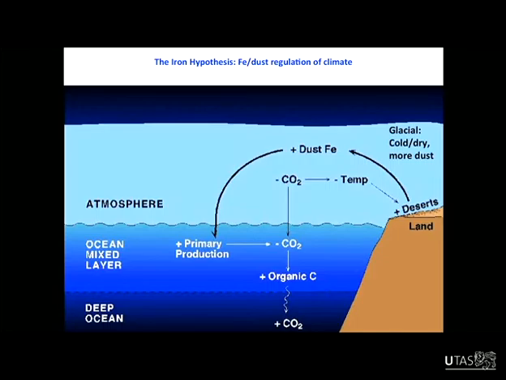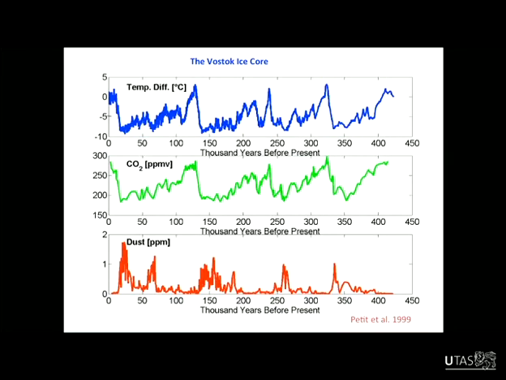So this was John Martin's iron hypothesis, how dust in the atmosphere could be regulating climate. Notice that this is a positive feedback loop. There's nothing in this diagram that shows how we get out of this loop. But John Martin suggested that it was the delivery of iron to the oceans that was at least partially responsible for these fluctuations in CO2 between glacial periods, the cold periods, and interglacial periods, the warm periods.